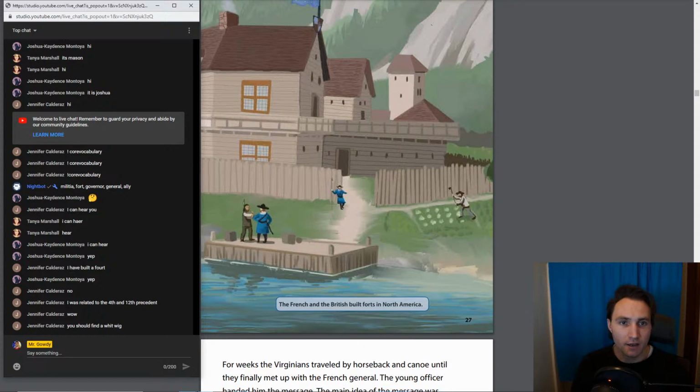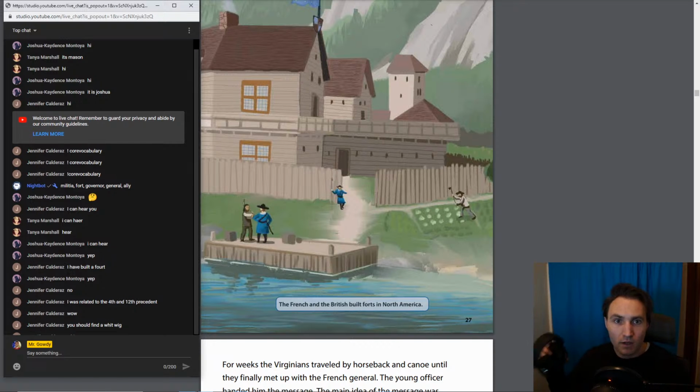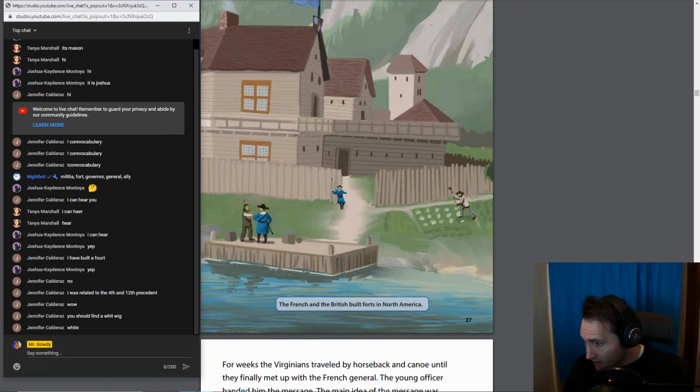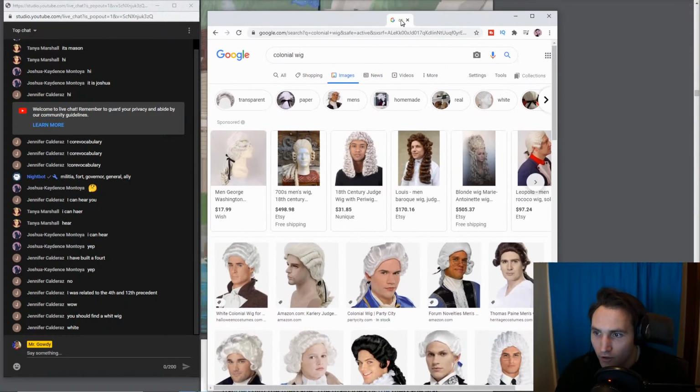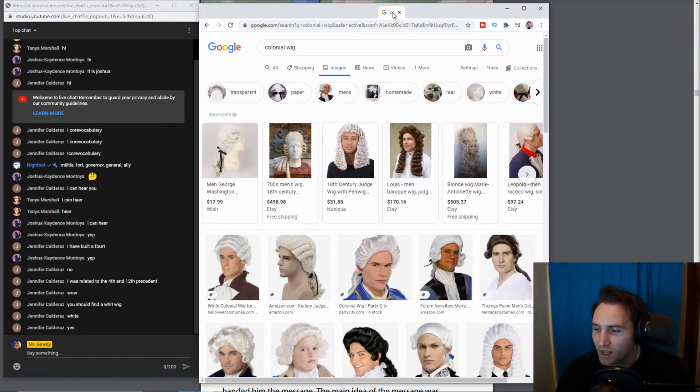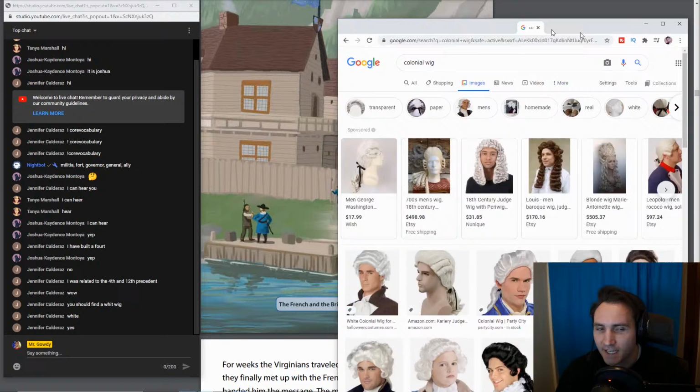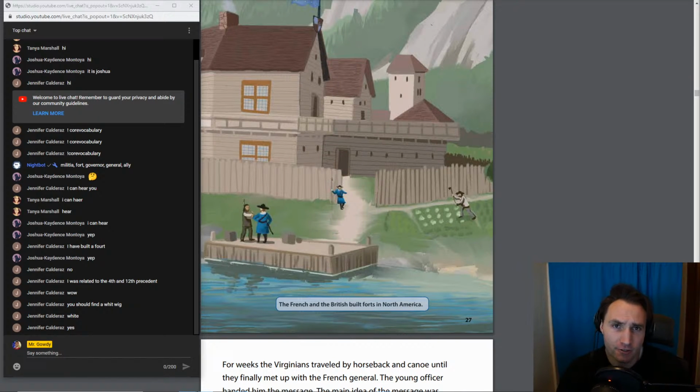Those that want to hang out and talk, we can do that for a little bit. So you should find a white wig. Oh yeah, should I find a white wig to wear? Let's see, I just typed colonial wig. Would this be pretty? Should I wear one of these when I'm teaching these lessons now? Will that help you guys stay focused and pay attention? I'm pretty sure there's scientific research to show that if I am wearing a colonial wig, your memory will be enhanced and you guys will remember everything I say. That'd be funny, huh?